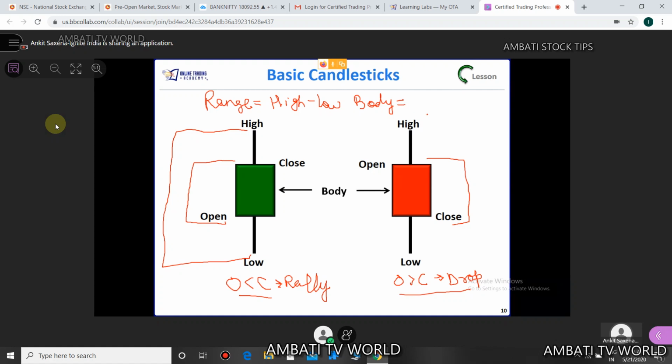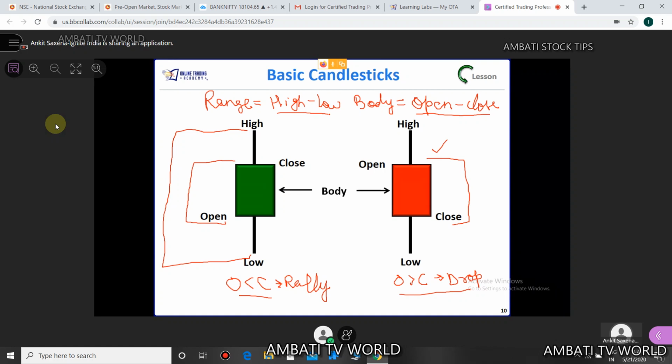Please note that the values here will always be positive. Always take the values as positive. Because sometimes when you minus close from open, it will give you a negative figure in case of a drop candle, because open is higher than the close. So if you minus close from open, it will give you a negative figure, but we need not take the negative figure. We always take a positive figure here.